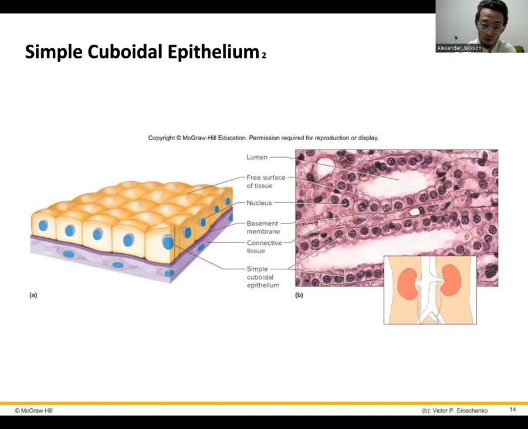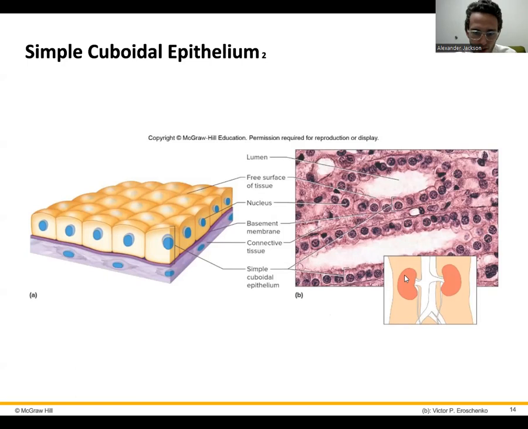But cuboidal, these have got some meat to it, right? There's some stuff inside the cells. So these cells are usually things that like to produce secretions, so like fluids. So sweat glands, apocrine glands, so like your sebaceous glands that make oil. These are all usually cuboidal epithelial tissue. They've got space basically to secrete some things.